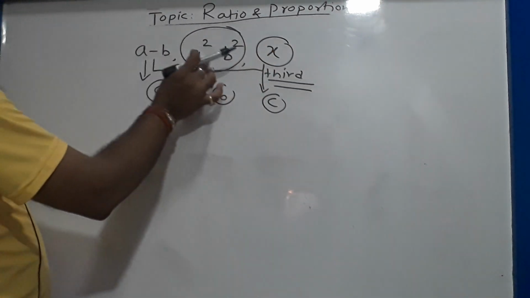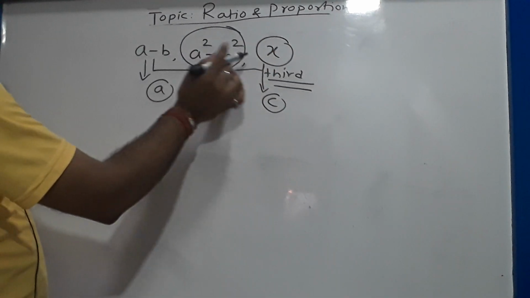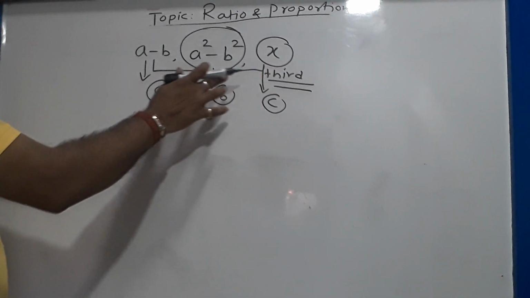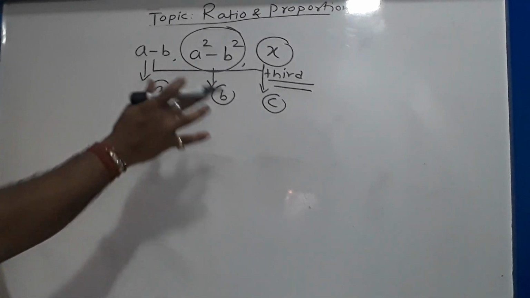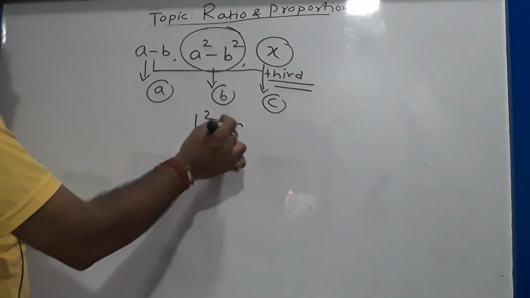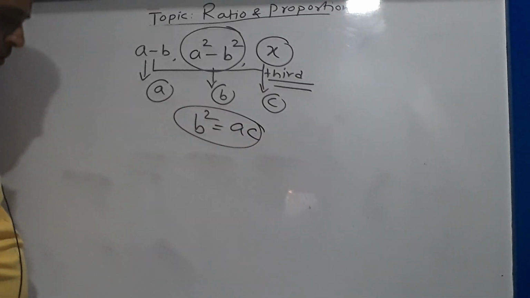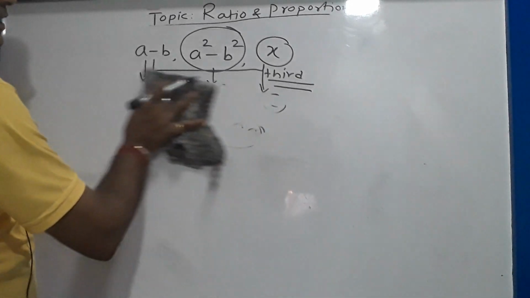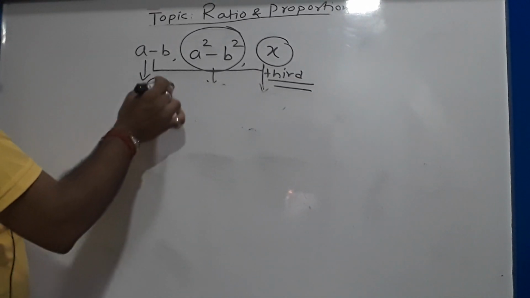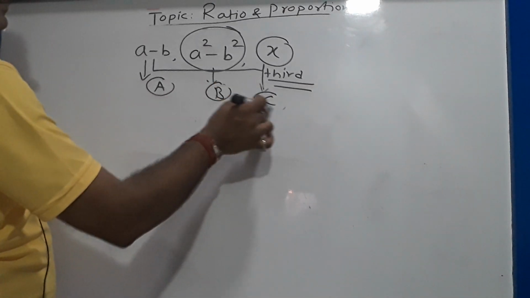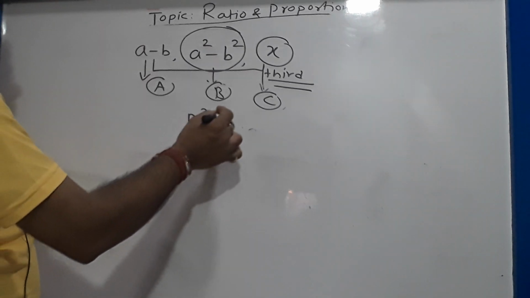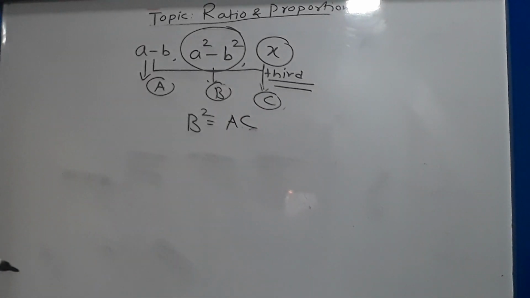So we are given two numbers. Find the third proportion. Third proportion we take x. So there are three numbers, so we use the definition of mean proportion or continued proportion for three numbers. Which condition holds true? B square is equal to AC. You can take capital A, capital B and capital C, because small a, b, c are already used. So when three numbers are in continued proportion, we have B square is equal to AC.